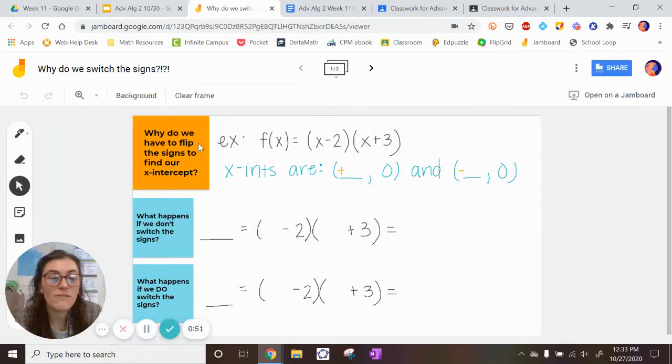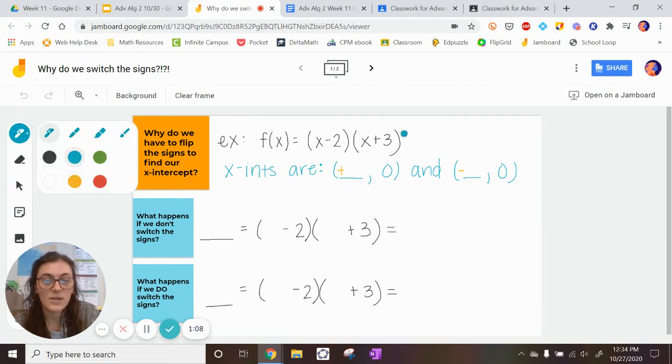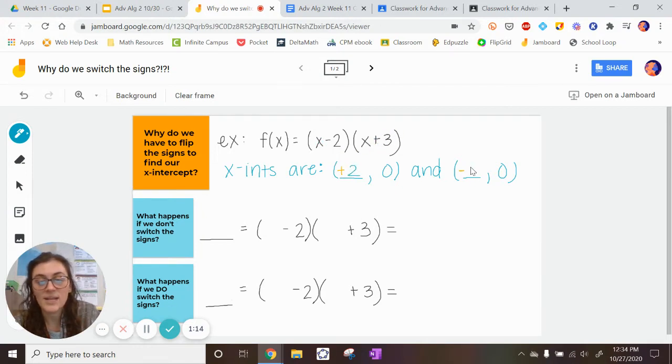And let's talk about factored form first. So remember, factored form helps us find our x-intercepts. And if we look at this example, f of x equals x minus 2 times x plus 3, our two x-intercepts are the negative 2 becomes a positive 2, and the positive 3 becomes a negative 3.